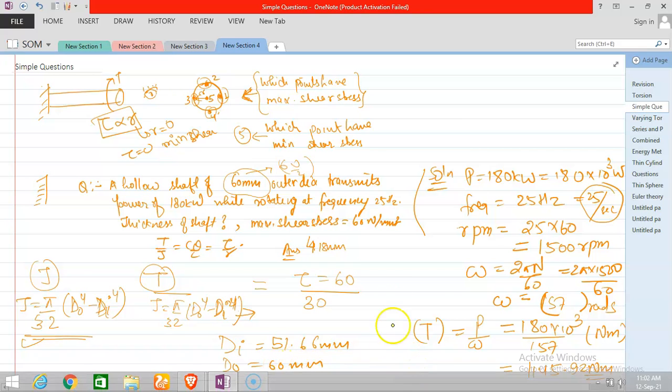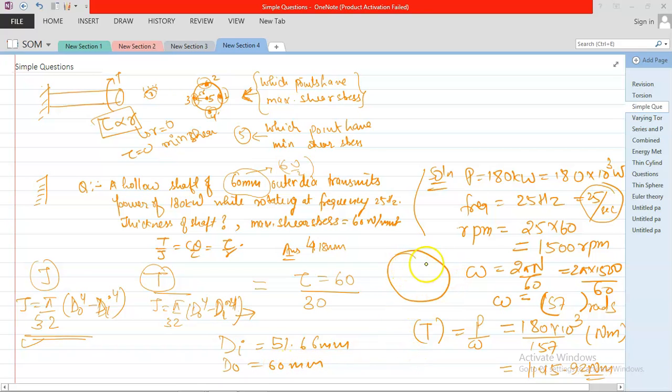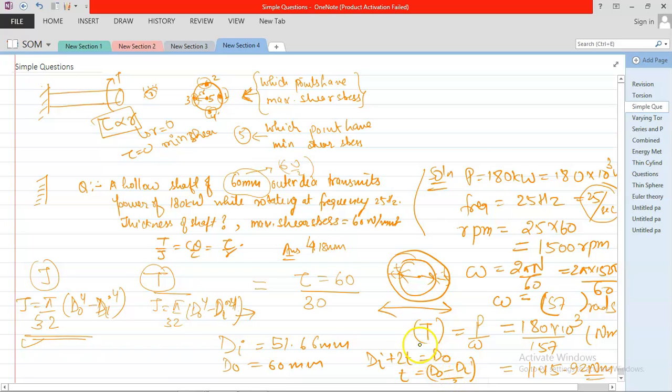So suppose if I draw the body, suppose this is your body, and this is your inner body. So your outer dia is 60 mm. So if you just take what is the thickness, here is also T, here is also T. So di plus 2T is equal to DO. Therefore T is equal to DO minus di by 2. Okay, so the answer you will get is 4.17.